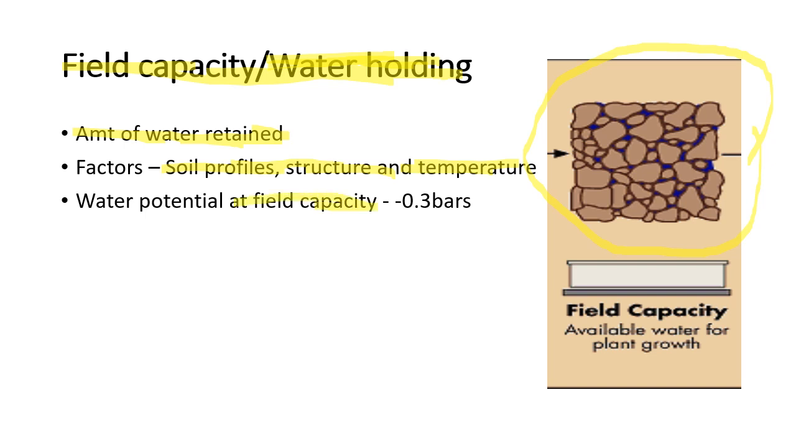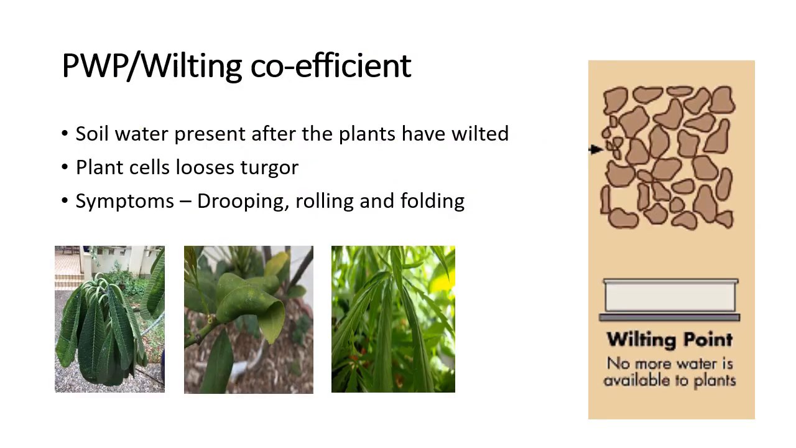So at field capacity, the water potential or the energy of the water would be negative 0.3 bars. Now another term related with the availability of water is your permanent wilting point or your wilting coefficient. So permanent wilting point is a measure of soil water that is present after the plants have wilted, and at this point there is no more water that is available to the plant. So there is no chance of a revival.